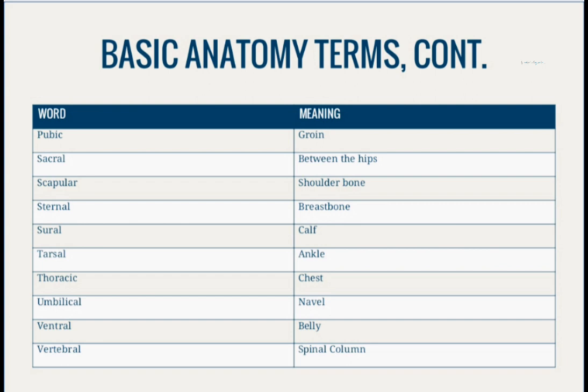Pubic, groin. Sacral, between the hips. Scapular, shoulder bone. Sternal, breastbone. Sural, calf. Tarsal, ankle. Thoracic, chest. Umbilical, navel. Ventral, belly. Vertebral, spinal column. Conditions.